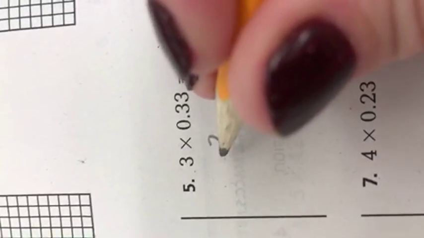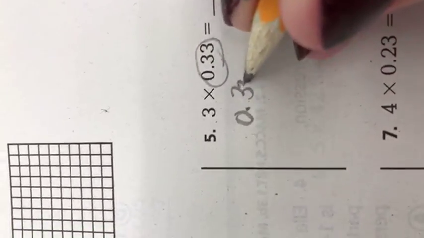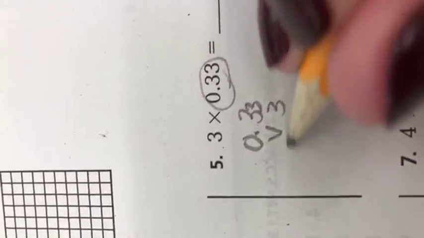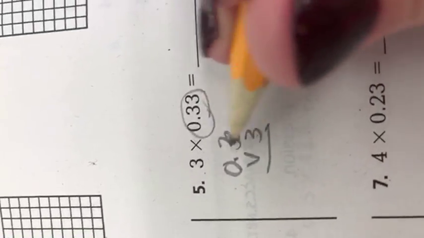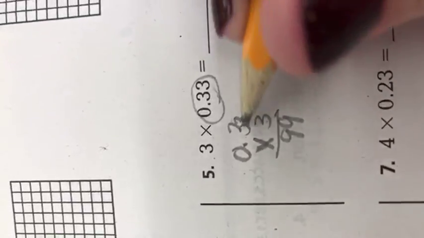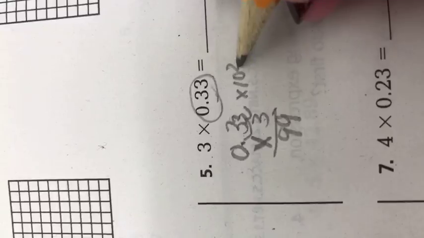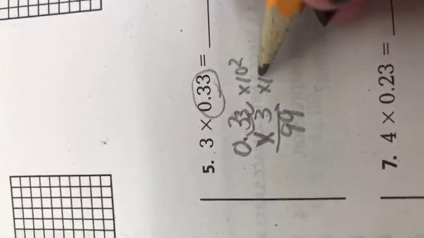Here you've got, and I'm going to put the larger number of digits on top, and I would just multiply it like a whole number. 3 times 33 is 99, but to place the decimal, I know that I had to move this one over 2 times, so 10 to the power of 2, and this is 10 to the power of 0.